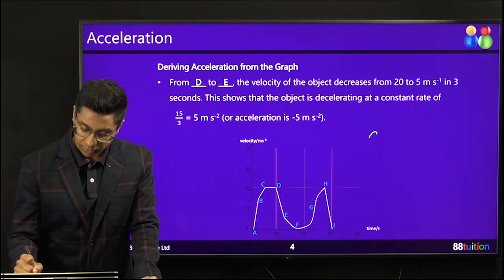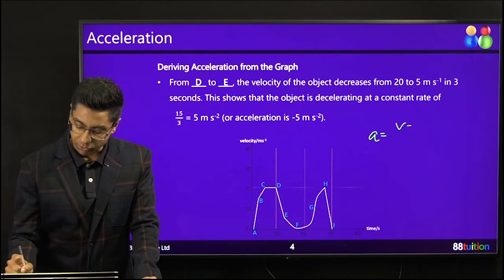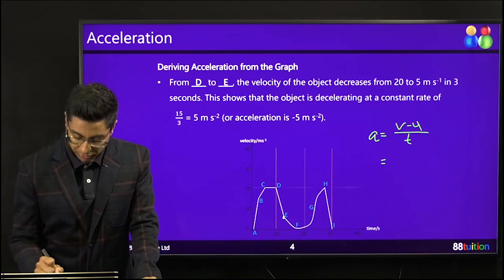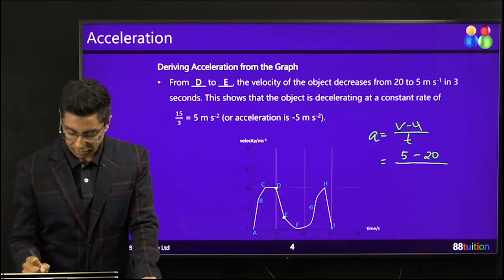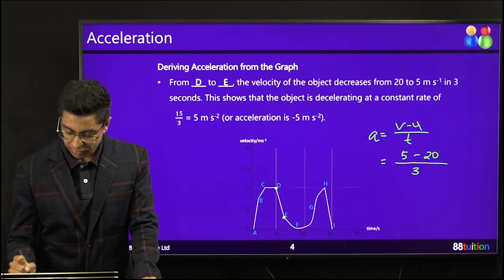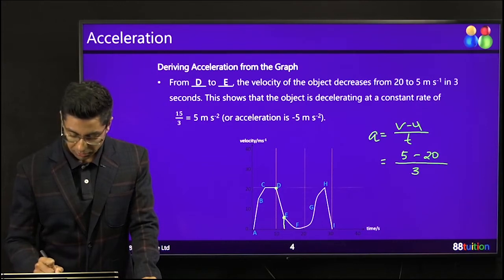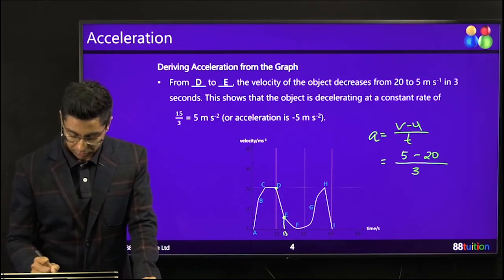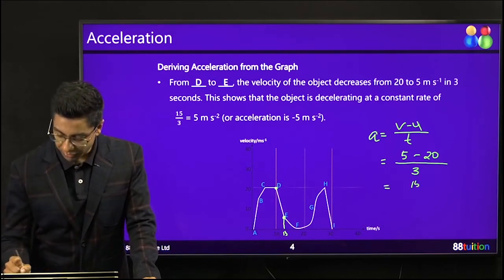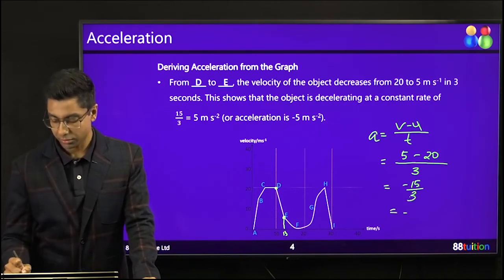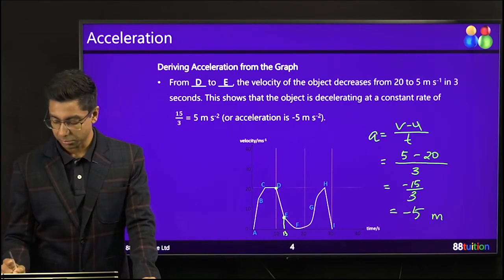Let's see. a equals v minus u over t. Final velocity is here. We're going to take these two points. Final velocity is 5. Initial velocity is 20, over the time taken, which is 3 seconds. So this is 3. That means 5 minus 20 is minus 15. Now, how much is that? 15 divided by 3. Is it just 15 or minus 15? So it's minus 5 meters per second squared.